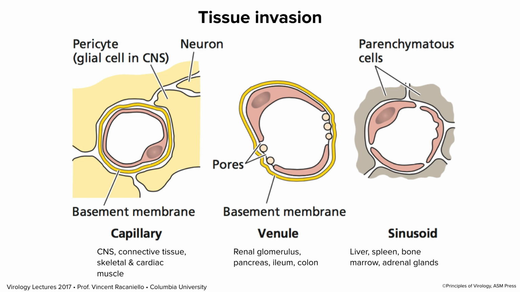We call this tissue invasion. And here are three different kinds of tissue architectures to think about. These are basically the way the blood vessels are juxtaposed to the various tissues. And they're all different kinds of tissues. Here on the left is a capillary in the central nervous system, connective tissue, various muscles.